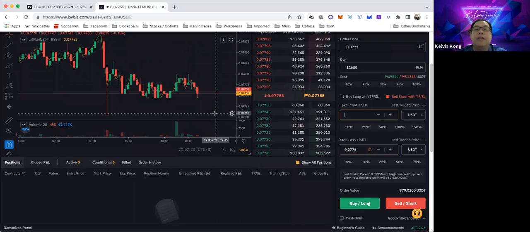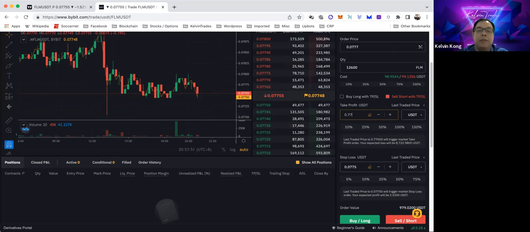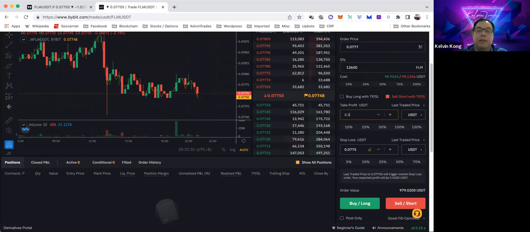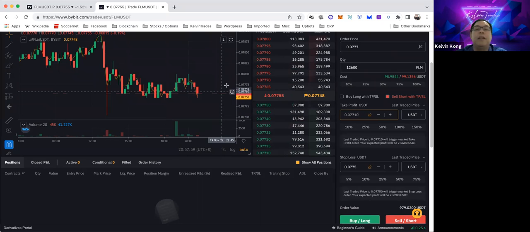0.77. Okay, this is my take profit. This is my stop loss somewhere here. 0.07795 stop loss. 0.7710. Okay, correct or not, guys? Am I right?